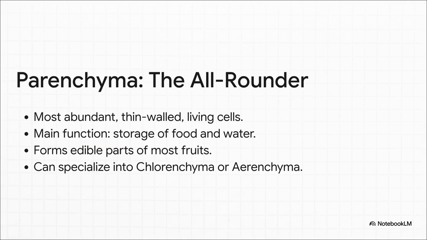First up is parenchyma. You can think of this as the all-rounder, the general-purpose filler tissue and storage unit of the plant. These are living cells with thin walls, which makes them perfect for holding on to food and water. Seriously, when you bite into an apple or a potato, you're mostly eating parenchyma cells. And they can even specialize further. If they get packed with chloroplasts, those little green engines for photosynthesis, they get a fancy new name, chlorenchyma.